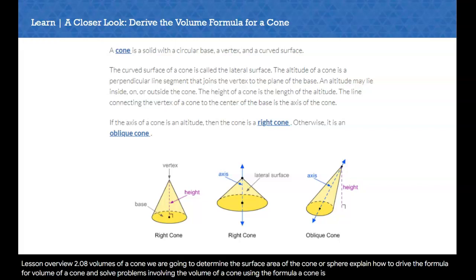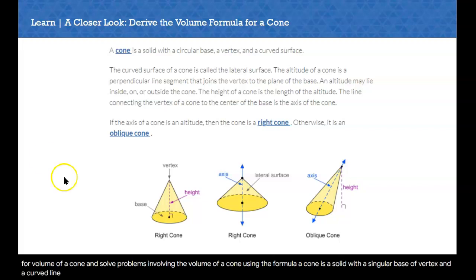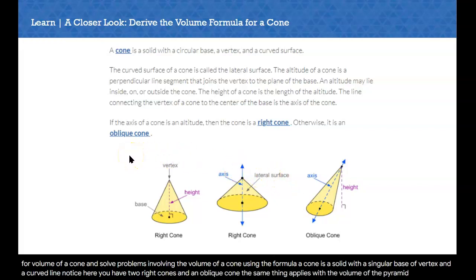A cone is a solid with a singular base, a vertex, and a curved line. Notice here you have two right cones and an oblique cone. The same thing applies with the volume of a pyramid as with a cone.